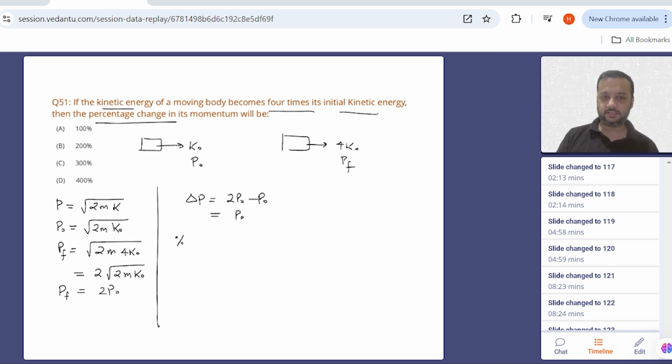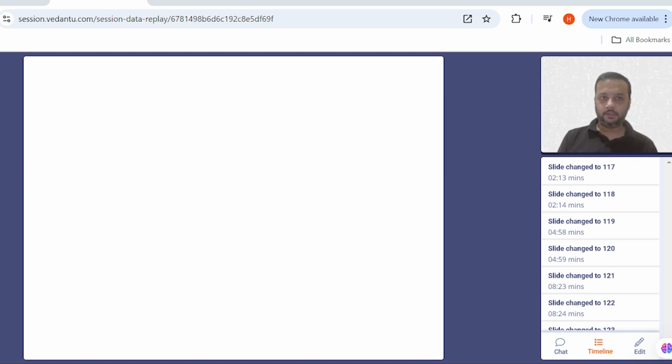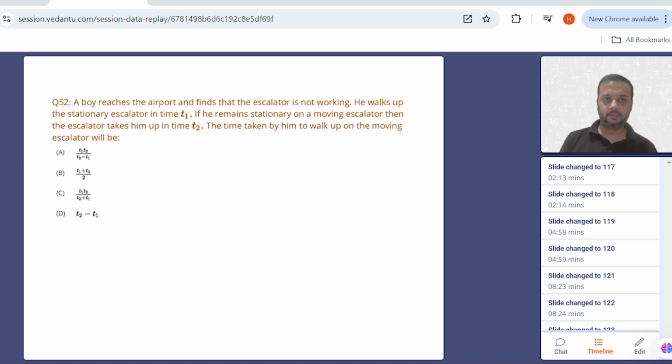And the percentage change, if you want to find, will be the change in the momentum divided by the initial value into 100. So the change in the momentum is P naught, and the initial value was also P naught. And if you multiply this by 100, you will get 100%. So option A should be the correct answer for this question. Let us look at the next question.